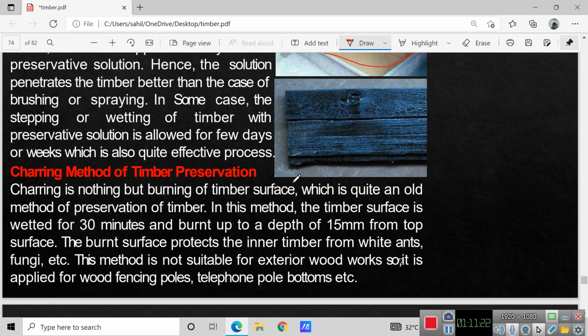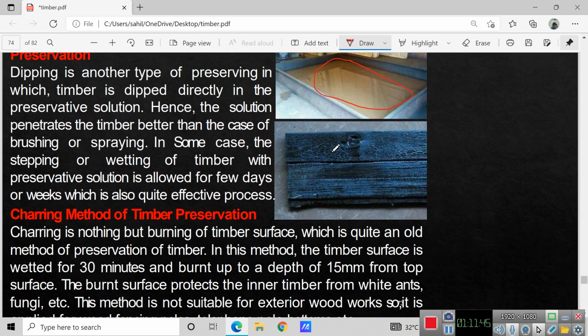A charring method of timber preservation. Charring is nothing but burning of the timber surface, which is quite an old method of preservation of timber. In this method, the timber surface is wetted for 30 minutes and burnt up to a depth of 15 mm from the top surface. The burnt surface protects the inner timber from white ants, fungi, etc. This method is not suitable for exterior woodworks, so it is applied for wood fencing poles, telephone poles, bottom, etc.